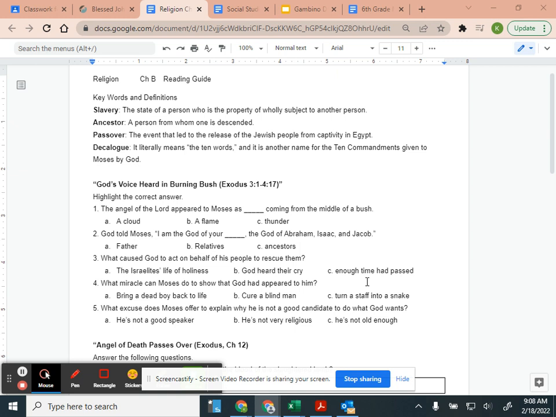Morning. We are continuing with chapter B, reading from the book of Exodus. We have some key terms that go along with this chapter.